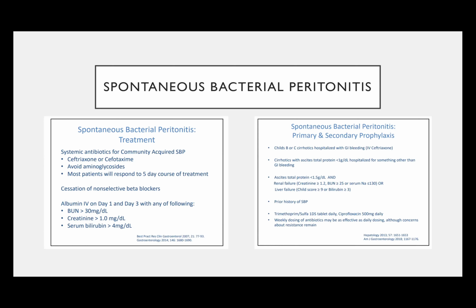In terms of long-term antibiotics, another primary prevention would be if they meet certain other criteria. So if the total protein in the ascites is less than a certain amount and they also have renal failure or they also have worsening liver failure, their Child score is rising, you can argue to put them on long-term prophylactic antibiotics. And obviously for secondary, if there's a prior history of SBP, their risk of recurrence within a year is about 70%. So we usually will put those type of patients on long-term prophylactic antibiotics. Most commonly, when I was a resident, it was Cipro, but there's also Bactrim, there's norfloxacin.